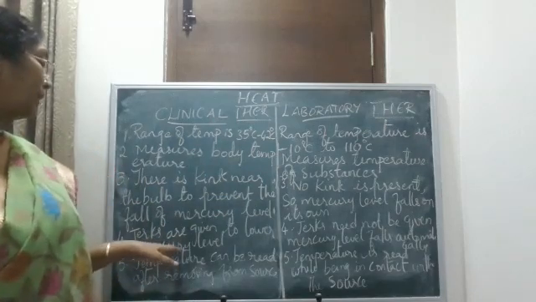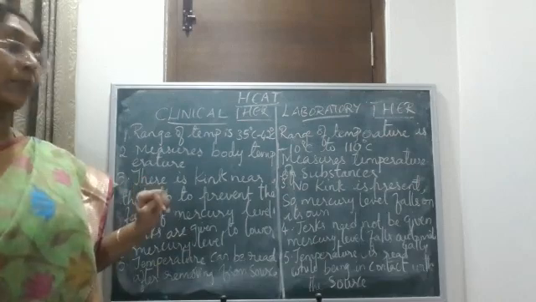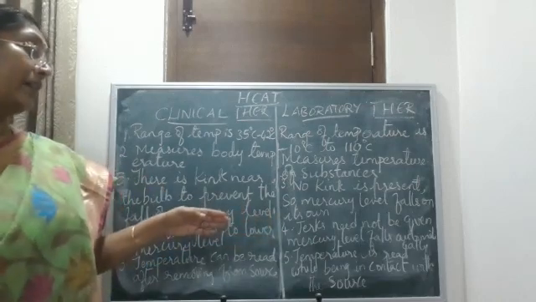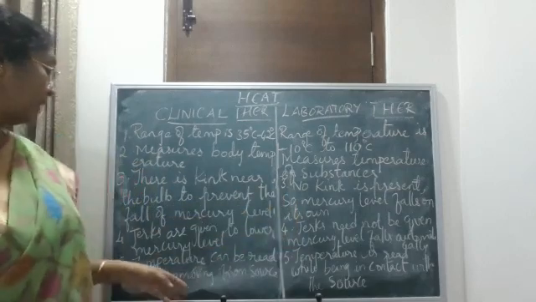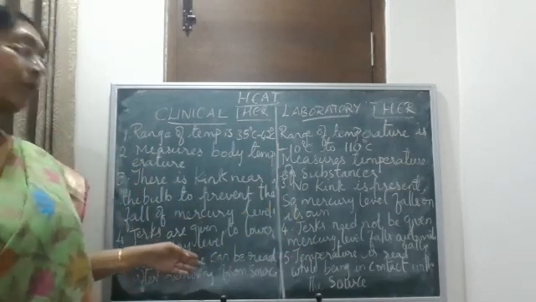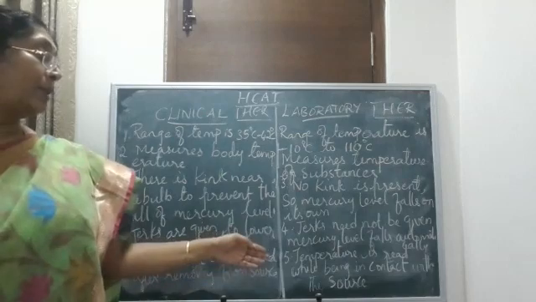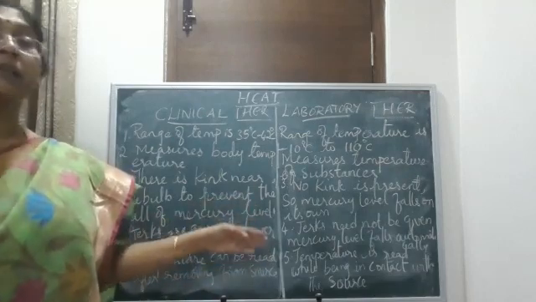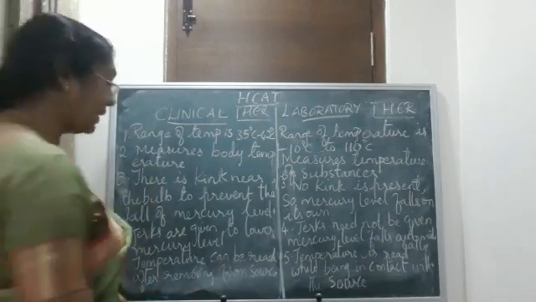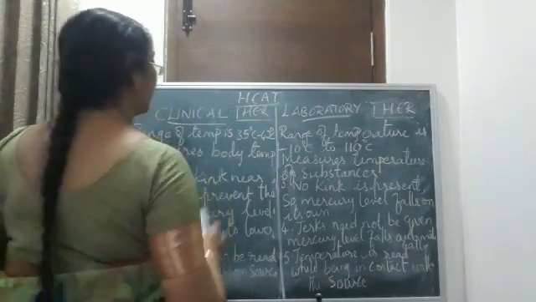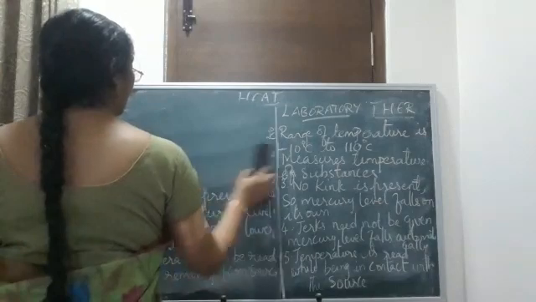Jerks are given to lower the mercury level in a clinical thermometer. No jerks are required in a laboratory thermometer, because the mercury level will automatically fall. Temperature can be read after removing from the source here. Temperature is read while it is in contact with the source here. So let me tell you once again what is meant by this kink.